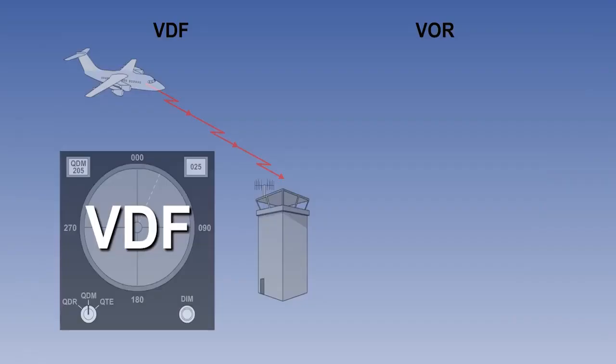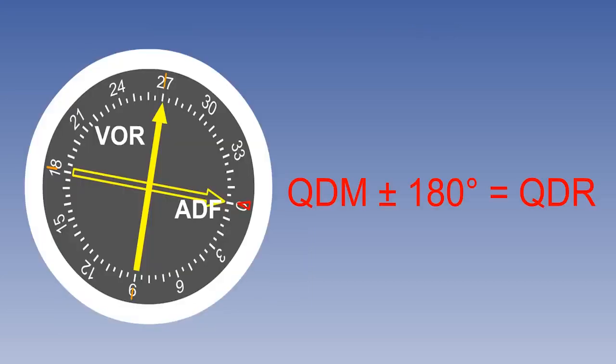The only raw information which comes in the form of true bearing is the QTE, which is a VDF response to a pilot's transmission. As this is a true bearing from the ground station, it can be plotted directly. All others are in the form of a QDM or a QDR. As we have already said, your first task is to convert any QDM into a QDR. We now have a magnetic bearing from the navigation aid.